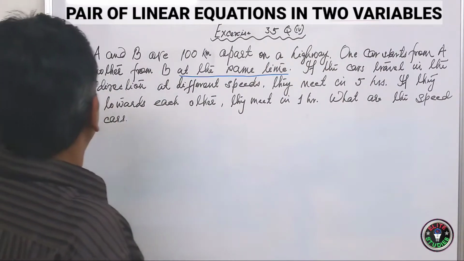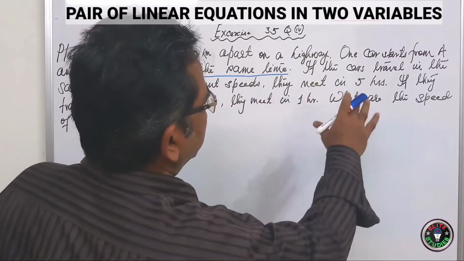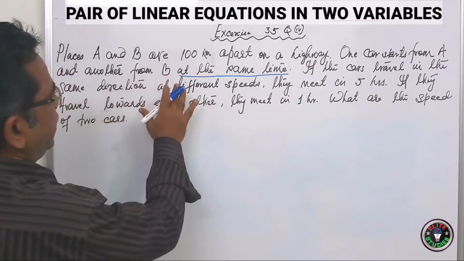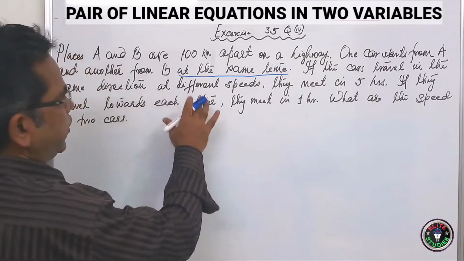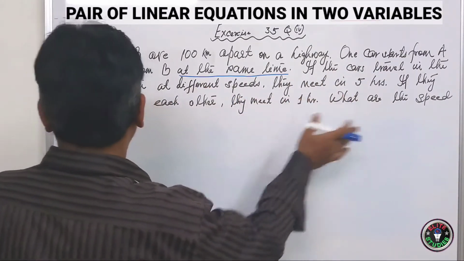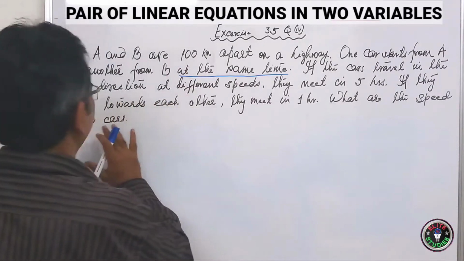Here the question is like this: places A and B are 100 km apart on a highway. One car starts from A and another from B at the same time. If the cars travel in the same direction at different speeds, they meet in 5 hours. If they travel towards each other, they meet in 1 hour. What are the speeds of the two cars?